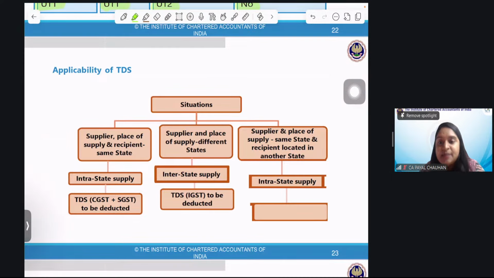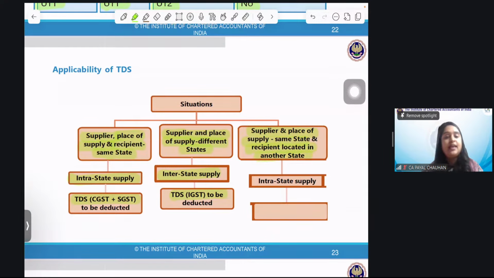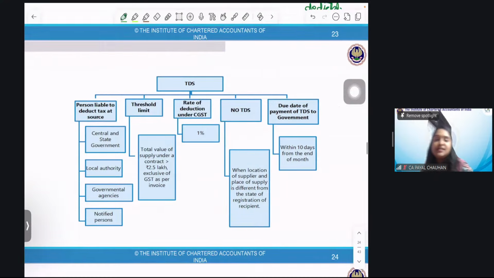Yes, Navneet. Absolutely. Now, you people need to fill this last one. Okay? Supplier, that is me. Place of supply and the recipient in the same state. Yes, it is intra and TDS will be deducted. Supplier and the place of supply in different states, inter and TDS to be deducted. Now, supplier and the place of supply in the same state and the recipient located in another state. Now tell me, TDS deducted or not deducted? No, TDS not to be deducted. Got it? Not to be deducted. Perfect, perfect. Now, we've completed TDS.